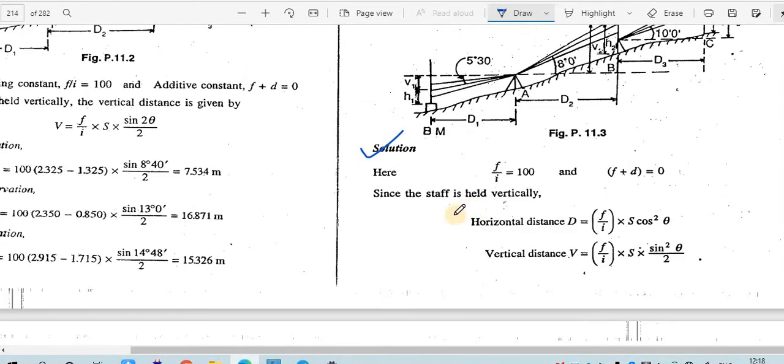The formula for horizontal distance is (f/i) × s × cos²θ plus (f + d) × cos θ, but f + d is already 0, so we don't need to consider that, because f + d directly becomes 0.